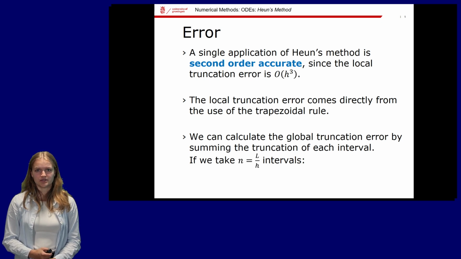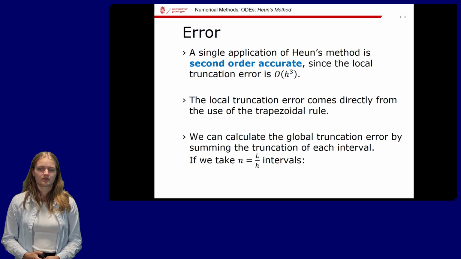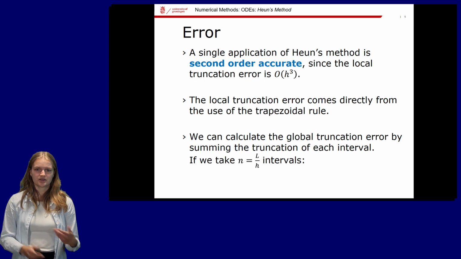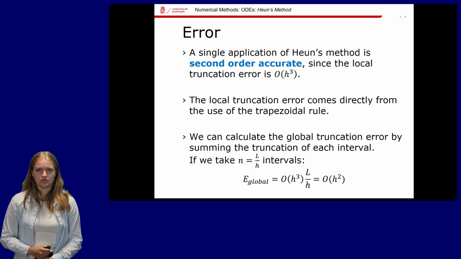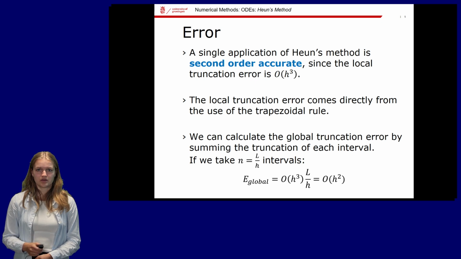Now we can calculate the global truncation error by summing the local truncation error of each interval for each step. Let us take n intervals. If we take the complete domain to be length L, and step size h, we have n is L over h. Then we get our global truncation error to be equal to this local error O of h to the third times n, and therefore you will have a global error dependent on h squared.